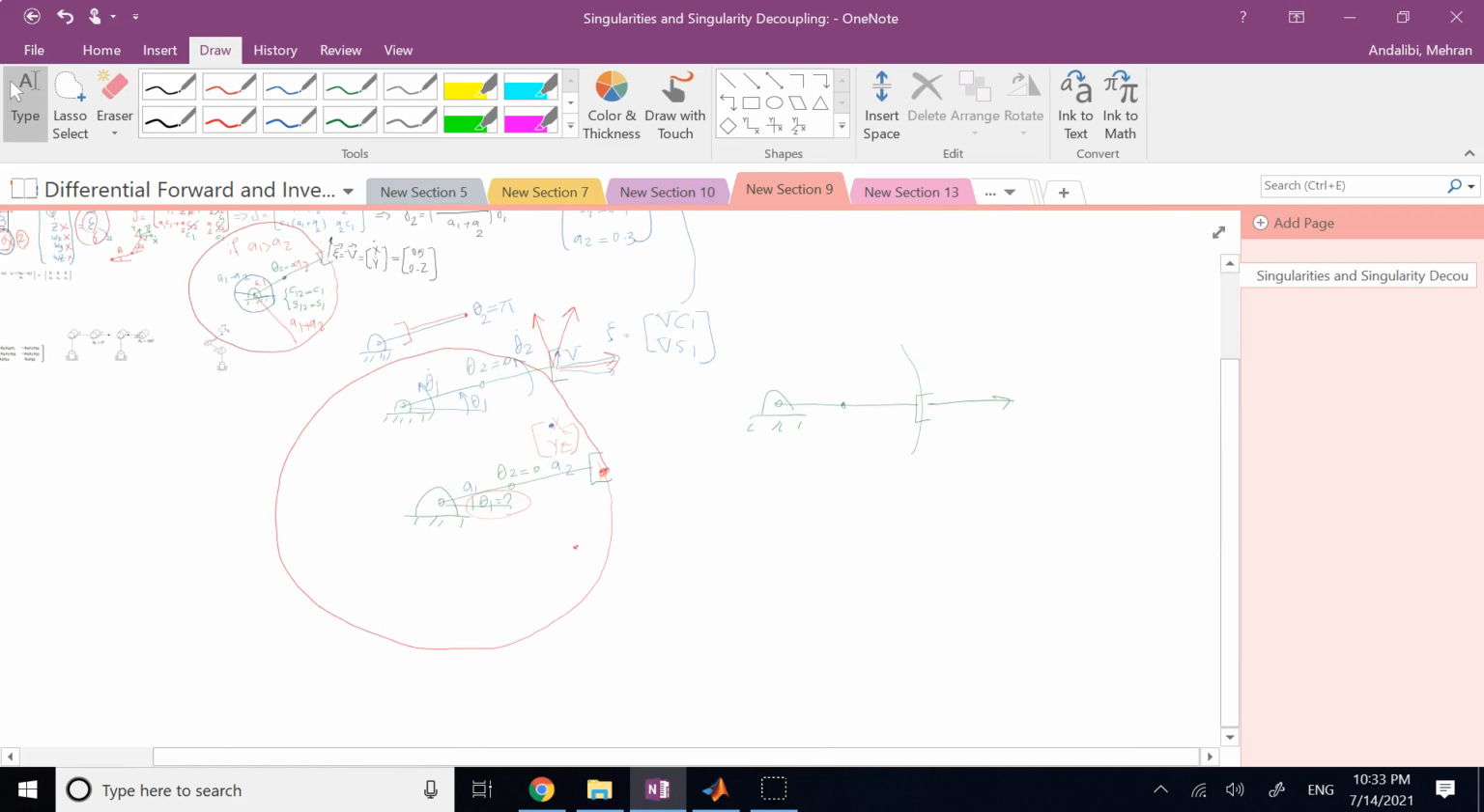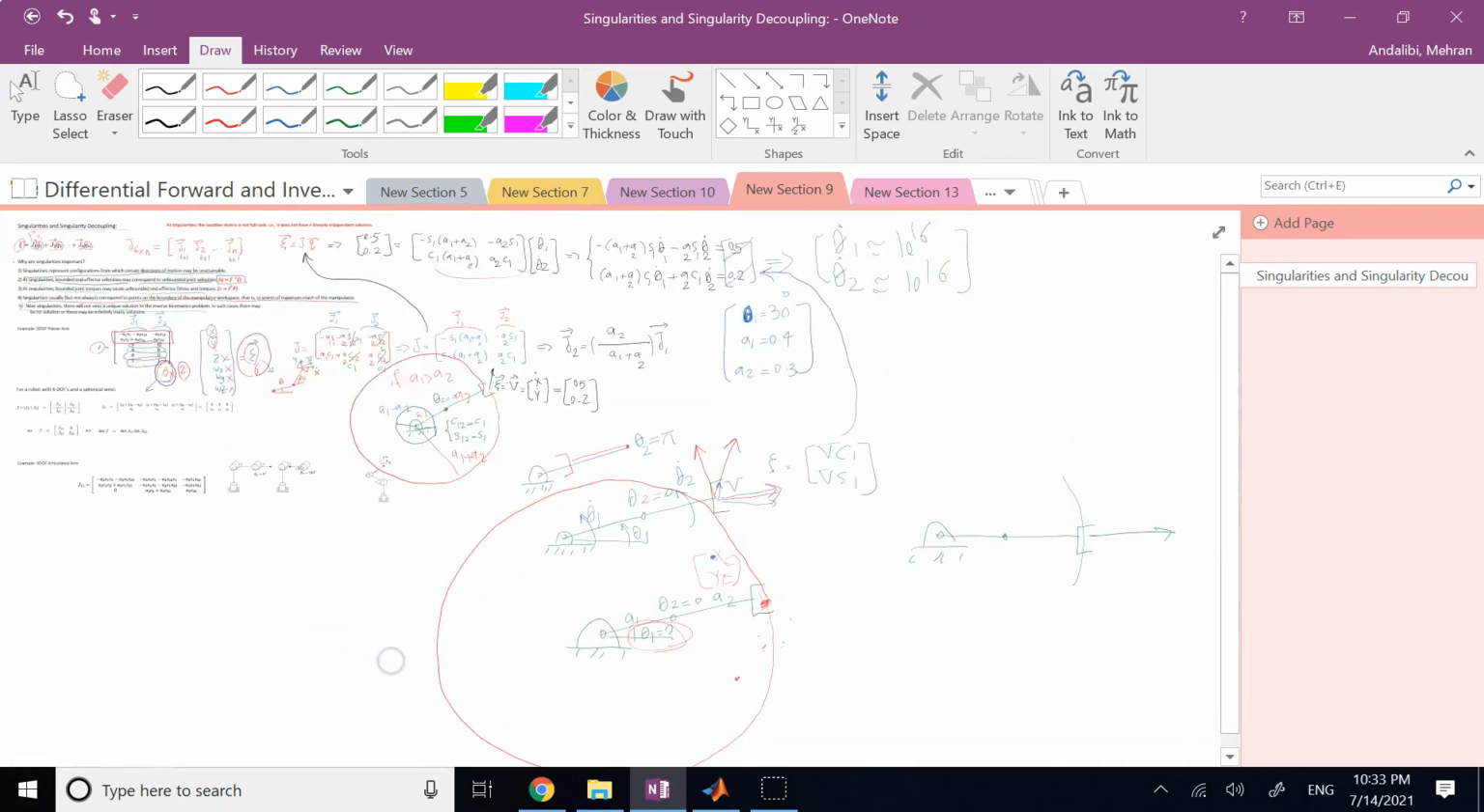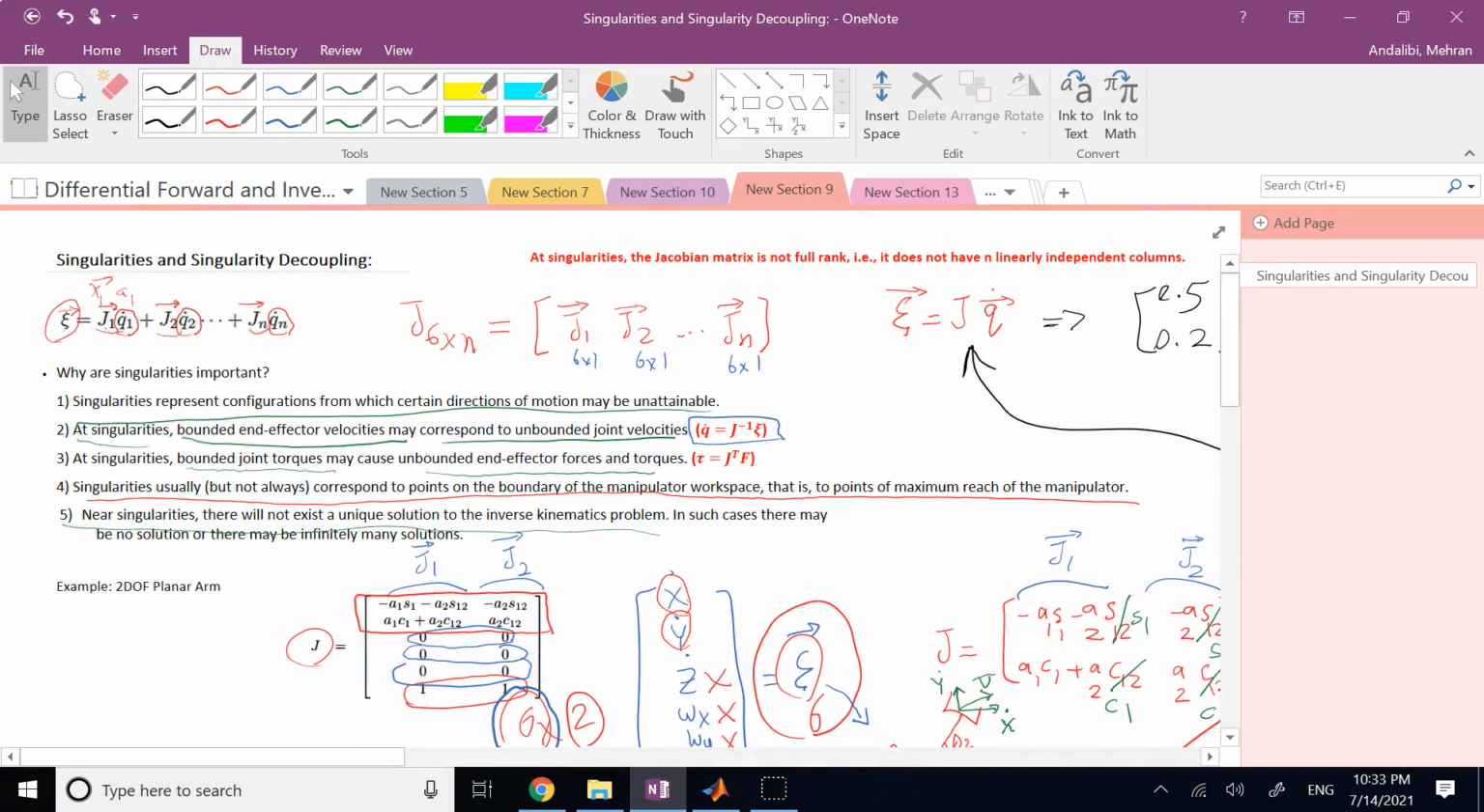So near these positions, even if I'm a little bit off of that circle, can you give me a solution for theta 1? The answer is no, I cannot. If I'm at the singularity, then I might be able to find one unique solution, right? But if I'm near the singularity, then there will be no solution to the inverse kinematics problem. So you see, these are all of the things that will happen at the singularity.